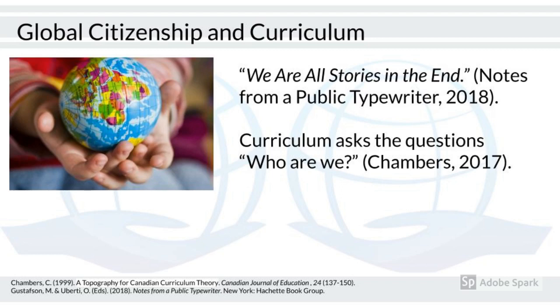If we're all stories in the end and curriculum asks the questions of who are we, how do we honor all stories? How do we make room for all stories to coexist, for the story of the Indigenous youth who represents Canada's racist past, present, and future, as well as the marginalized youth of other communities and the Syrian refugee children? How are those stories to be honored?